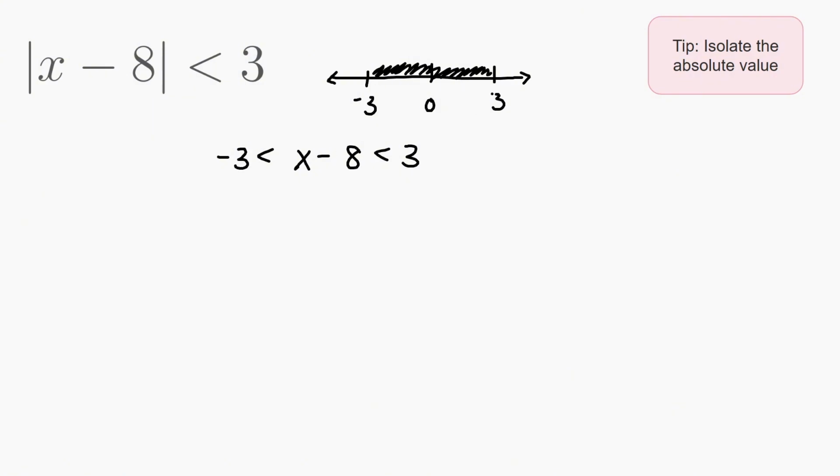It's within these bounds because, for example, if this entity, x minus 8, was like -4, it would equal 4, so it would go out of bounds. So it's only within these bounds. So now we can do this by adding 8. And we get 5 is less than x, which is less than 11. So our range, 5 is less than x, which is less than 11, is our answer.